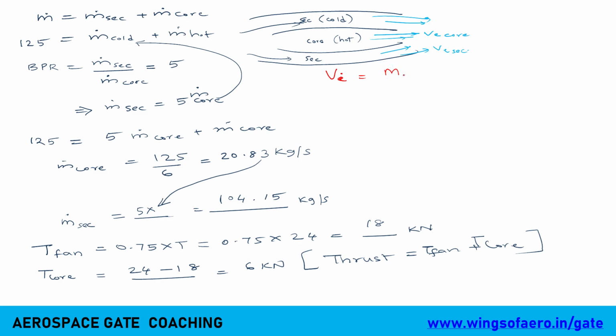So you can use simply M into root of gamma R T, where T will be the ambient temperature. Mach number they have given as 0.8, gamma is 1.4, R is 287, and whatever ambient temperature is given, write it down and tell me the answer. 239.5 meters per second.